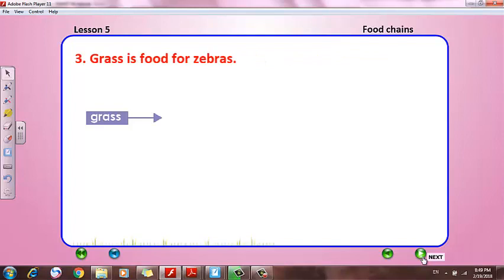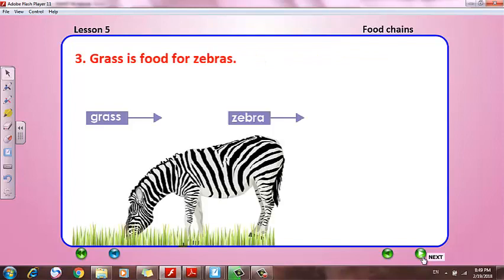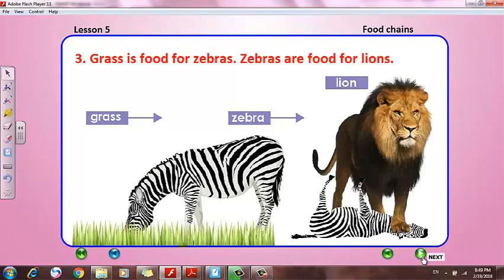Grass is food for zebras. Zebras are food for lions. Exactly. Grass is food for zebras: producer, consumer and consumer. Prey and predator. Zebra is food for lion. We have two consumers here. Any animal in the food chain we call a consumer, while plants we call producers.